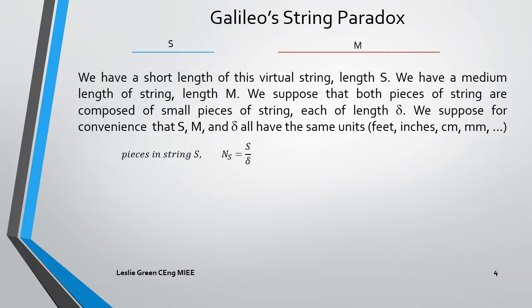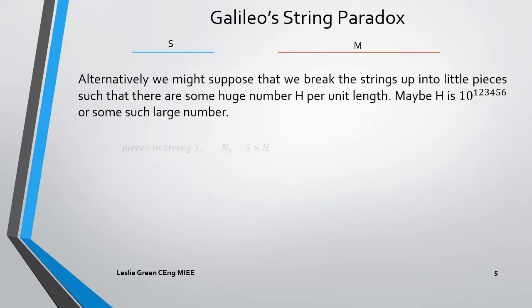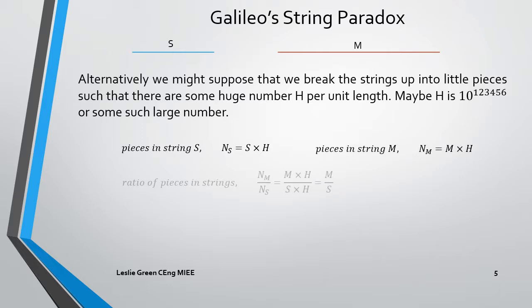If we consider the ratio of little pieces in each string, it is independent of how small the little pieces are. If we consider the number of little pieces per unit length, the ratio is again independent of this arbitrary choice of pieces per unit length.